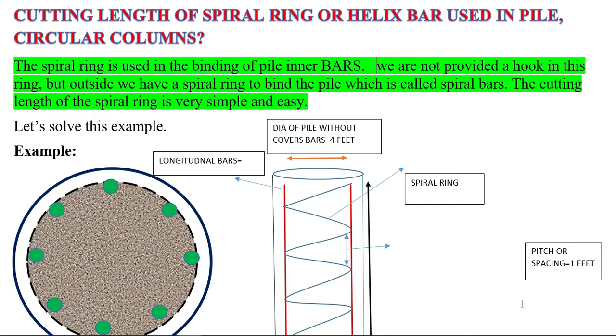In today's lecture, we will discuss the cutting length of spiral ring or helix bar used in pile or circular column. The spiral ring is used in binding of pile inner bars. We do not provide a hook in this ring, but outside we have a spiral ring to bind the pile bars, which is called spiral bars. The cutting length of spiral ring is very simple and easy. Let's solve this example for better understanding.